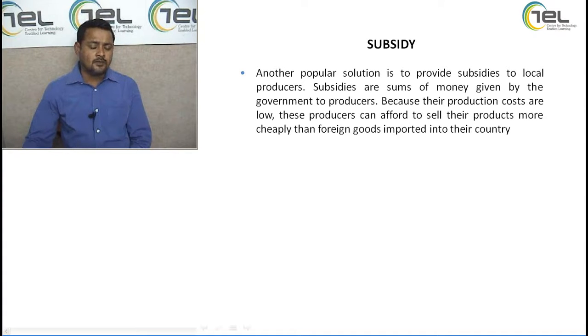There is another system of protectionism which goes by the name of subsidy. This is a very popular solution for local producers. Subsidies are sums of money given by the government to producers because their production costs are high. These producers can afford to sell their products more cheaply than foreign goods imported into their country. They produce at a high cost, but because of the government subsidy, they find the cost of production going down, thereby reducing the production cost of these products produced locally. That makes them cheaper than the imported commodities, making international commodities uncompetitive in the domestic market.